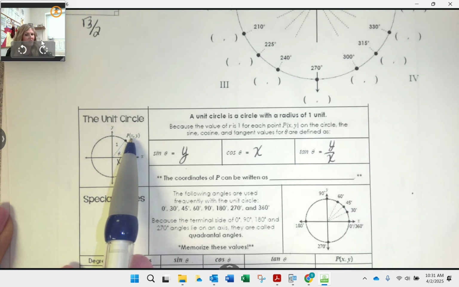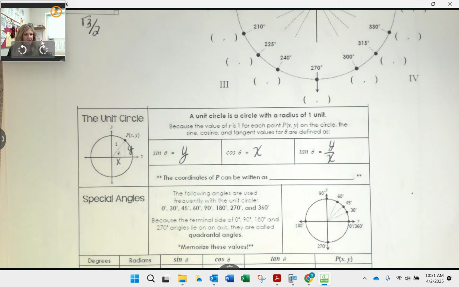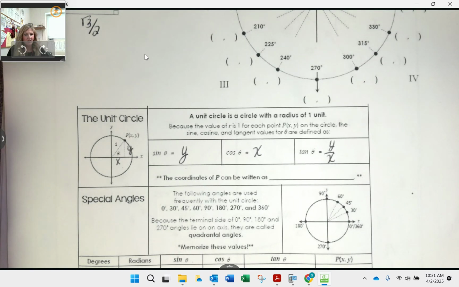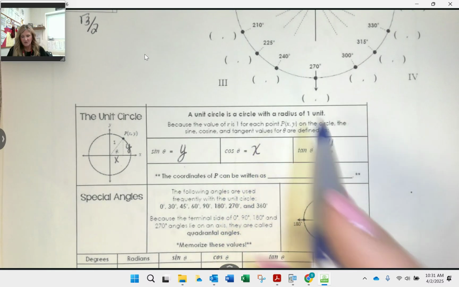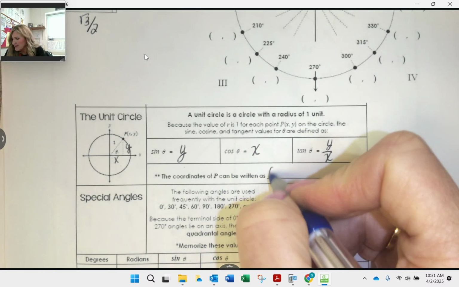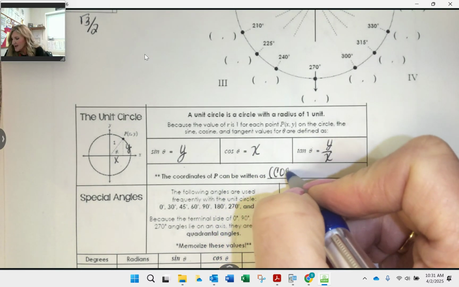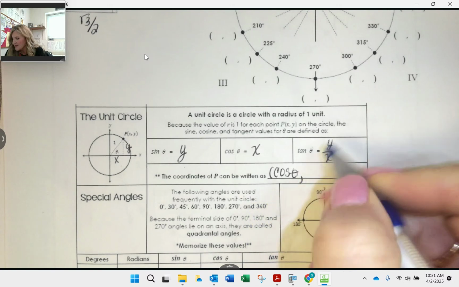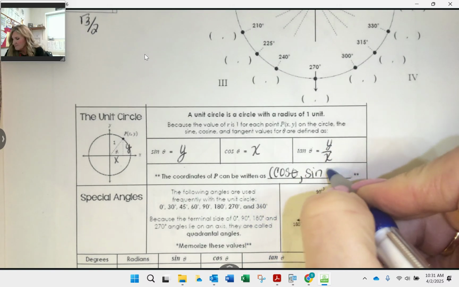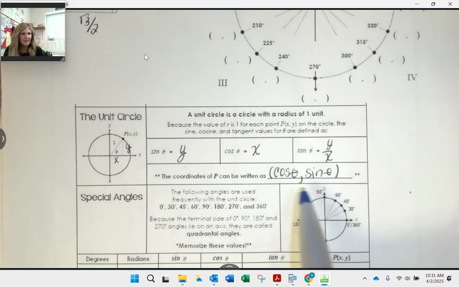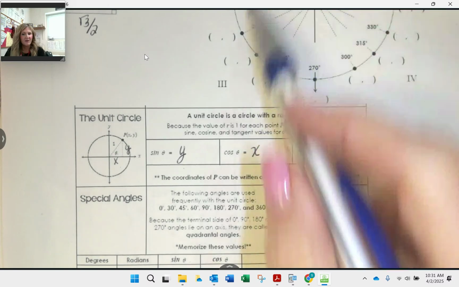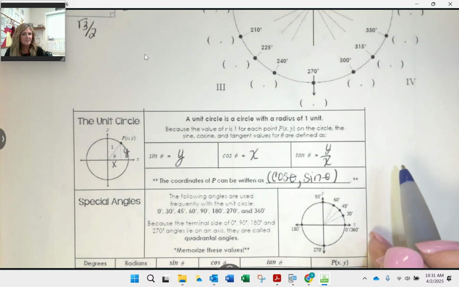Now, look at this point. Every point on the unit circle is x, y. What did we say is another name for x? Cosine theta. So a point on my circle can be thought of as cosine theta, comma, sine theta. Okay, that's a way we can think of every point on this circle.